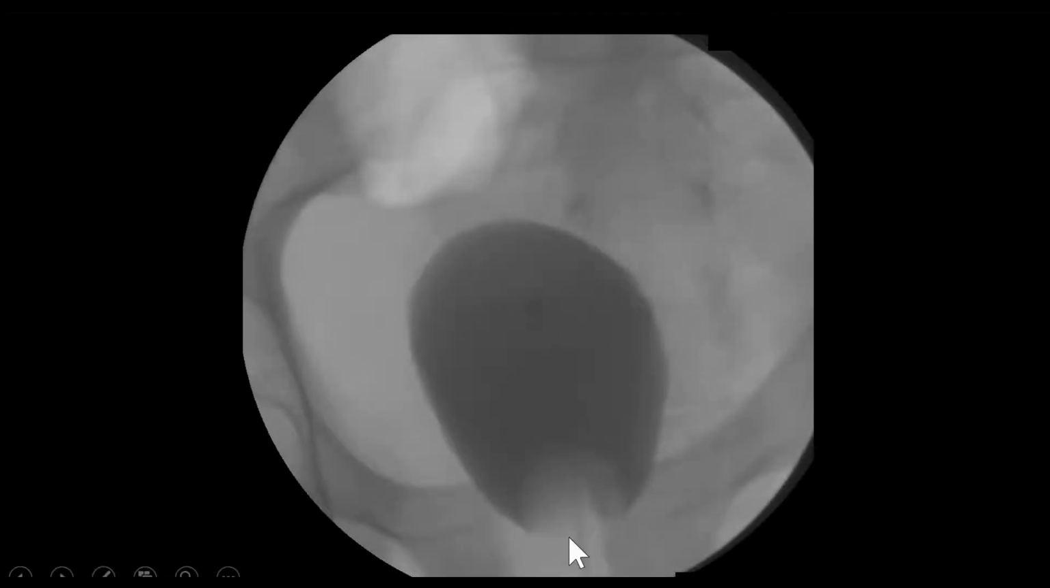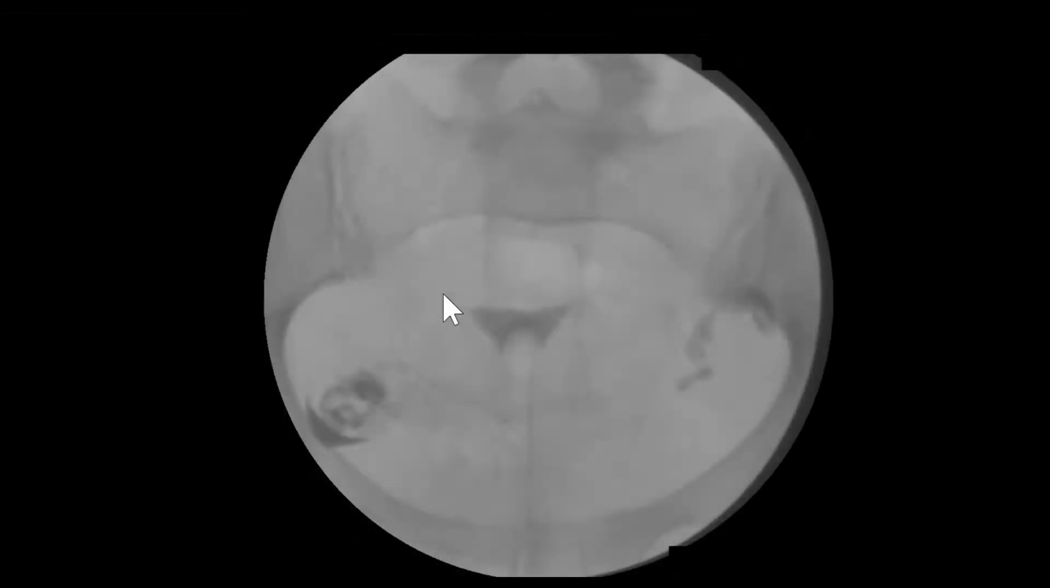And we can fill up the bladder. So if we put in a Foley, blow up the balloon there and inject contrast in, we can see the bladder very nicely here. So if we had reflux back up the ureters, we would see that very nicely here on this study.